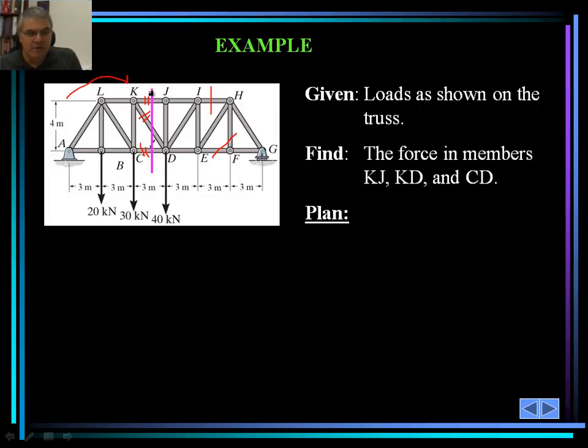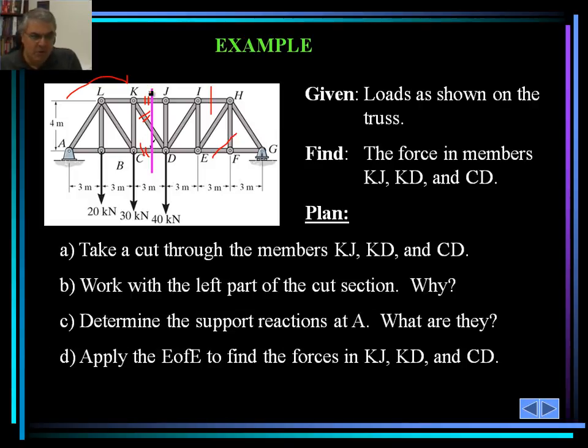It is possible that the truss could be much more complicated than this, and the location of the cut may not be as easy as we saw here to determine. But it's important to make a determination as to what is the best section, best cut that can go through the section, so makes our life a whole lot easier to calculate for the unknown. So the plan is to take a cut through the members KJ, KD, and CD, and work with the left part of the cut section.